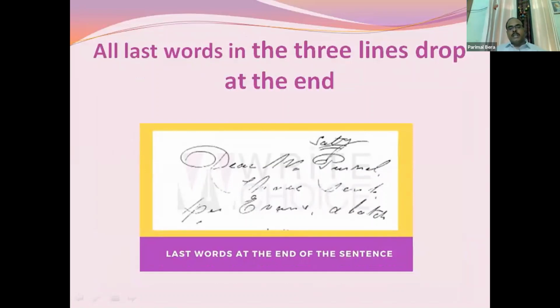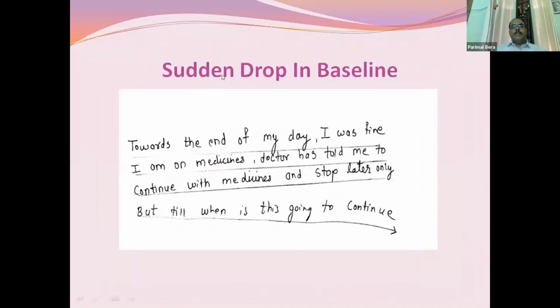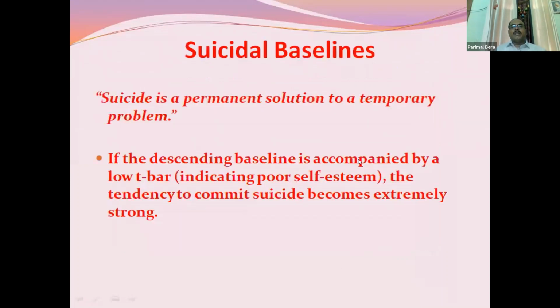So the last words at the end of the sentence are basically dropping down. These are the symbols, and it is a sudden drop in the baseline. I have already talked about the baseline. If there is a baseline, there was a sequence, but suddenly there is a gap between the two lines, two baselines. If such symbols occur, these are the suicidal baselines.